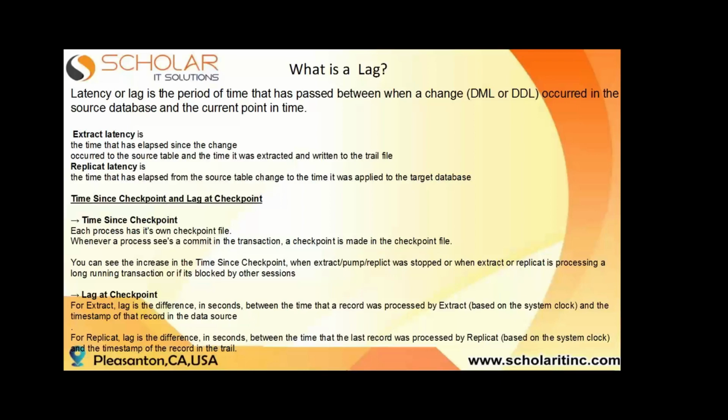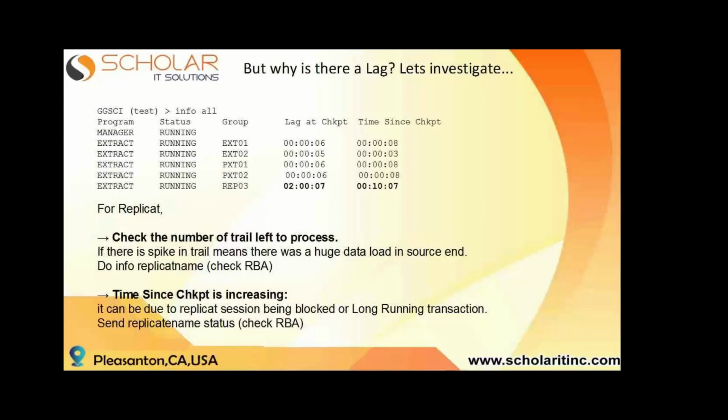All right. Now there are two important things. I hope all of you would have done info all, right? So here, what can we see? The program status group and these two points: lag at checkpoint and time since checkpoint. So what are these two? Let's see that. First, I'll show what is time since checkpoint.